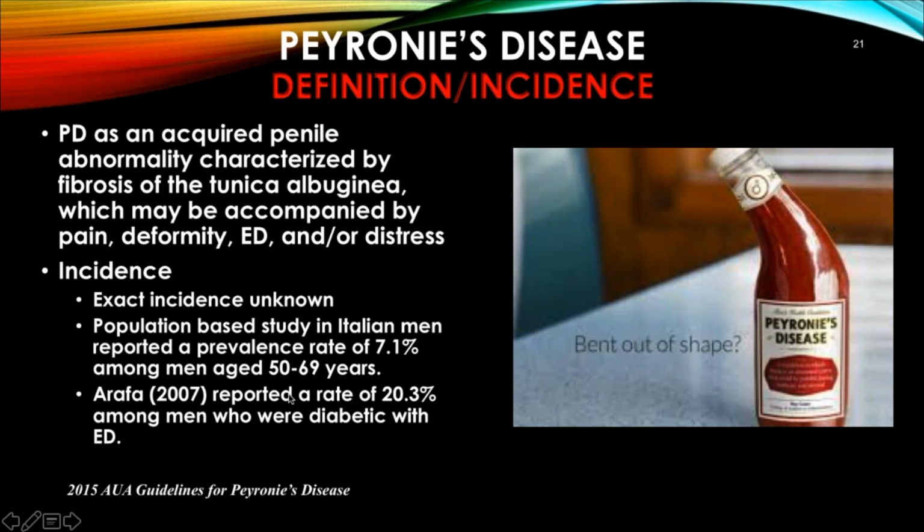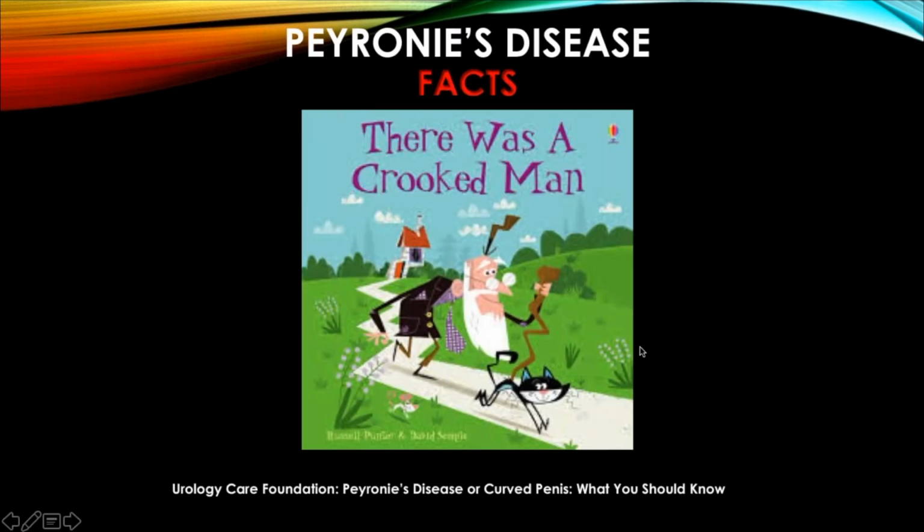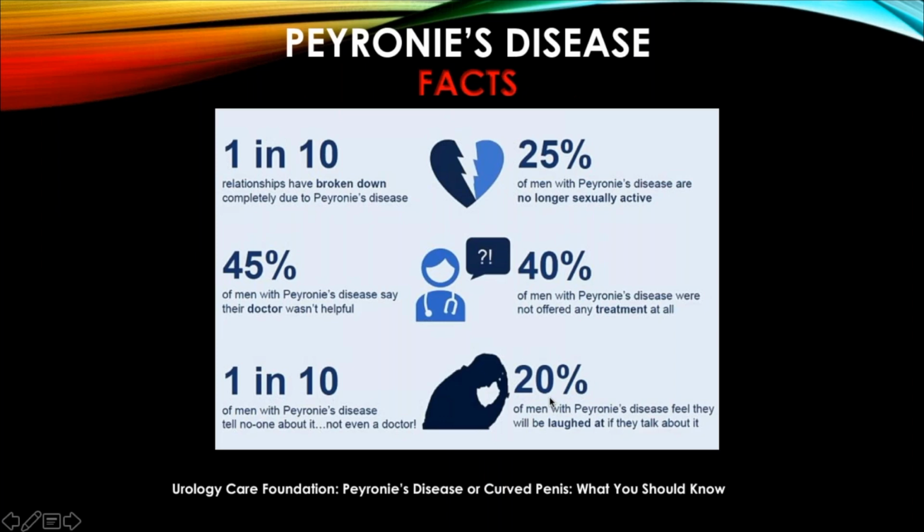It's seen a little bit higher in diabetic patients and patients who have had prostatectomy, and can manifest in several different ways. The most common way is with curvature and scar tissue and a palpable lump. Some people actually just present with erectile dysfunction. Some people present with penile swelling and pain. If you look at these patients, they have lots of issues.